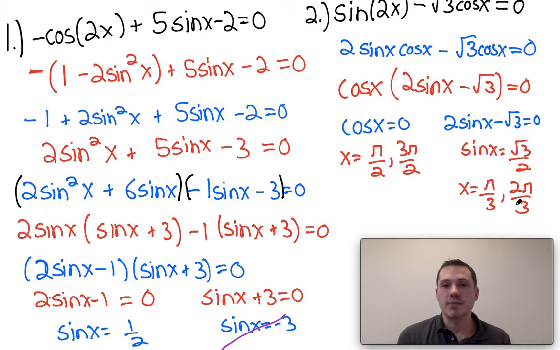And that's it. That's 2 separate examples of how you can solve trig identities involving double angles for sine and cosine.